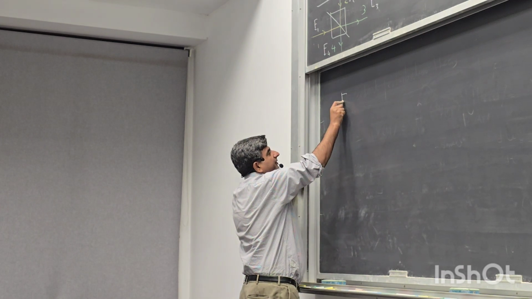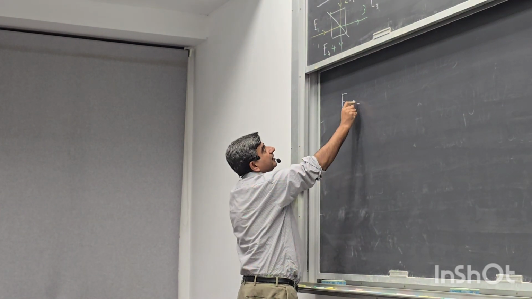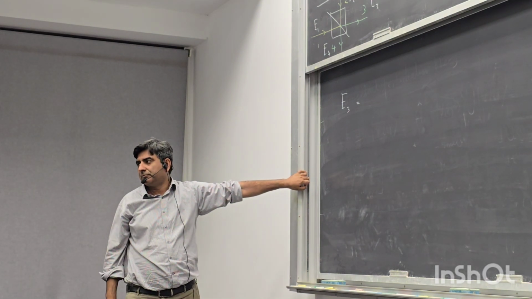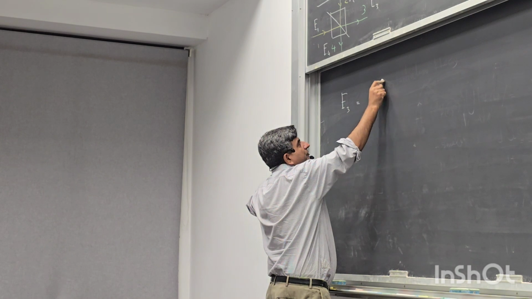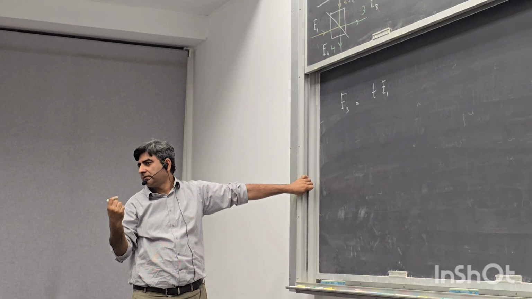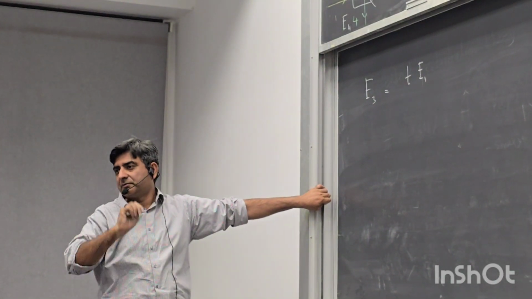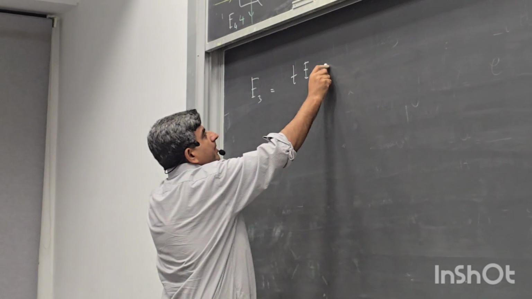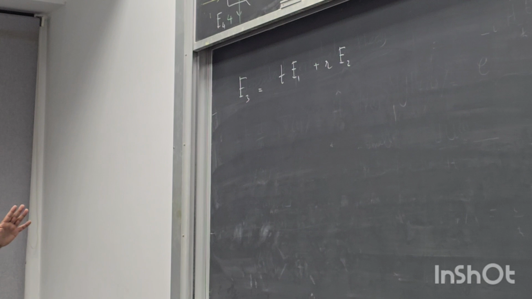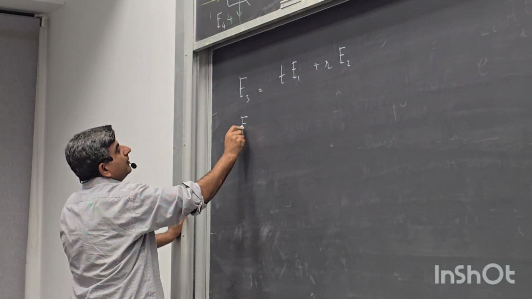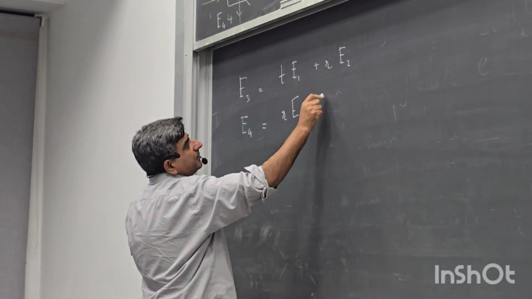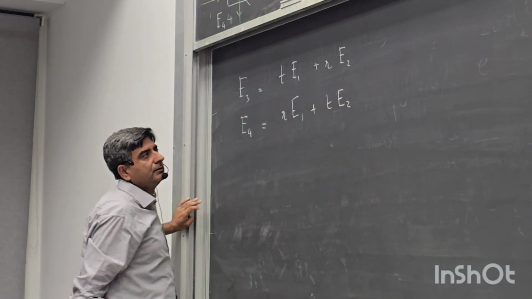Okay, so now this output electric field E3 can come from the transmission of E1 or the reflection of E2. So this can come from the transmission of E1. Now T is a complex number that gives you the probability amplitude of transmission, plus R E2. So E3 can be made from some part of E1 and some part of E2. Likewise E4 can be made from some part of E1 and some part of E2. Correct?